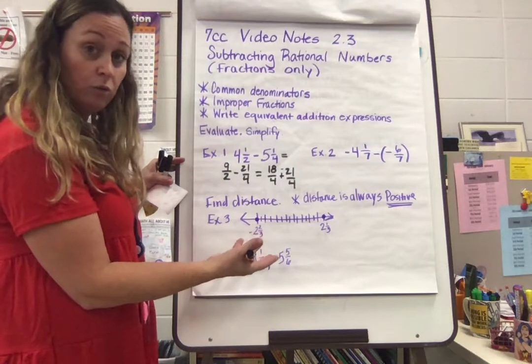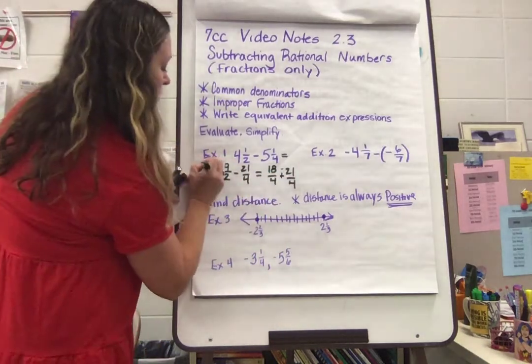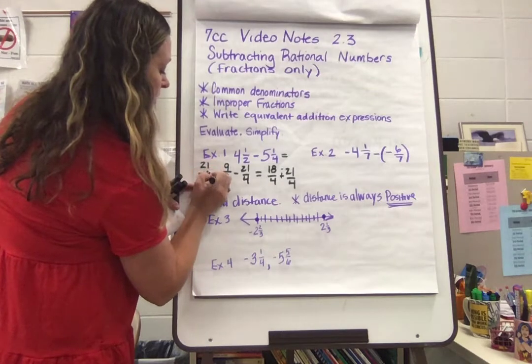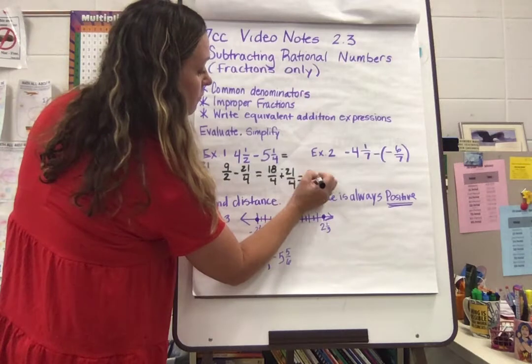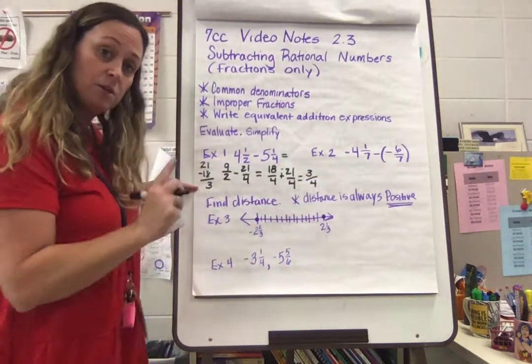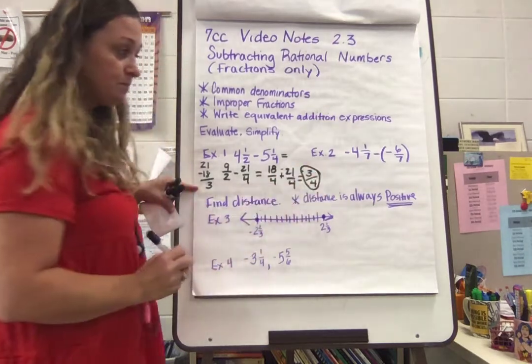I'm then going to follow the rules for addition. I have 0 pairs, I subtract. If I don't know what 21 minus 18 is, I do it off to the side and I get 3. So my answer is 3/4, and then I decide, is my answer positive or negative? It's negative because I had more negatives.